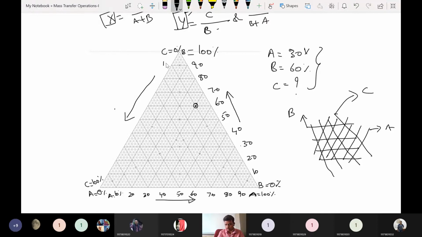So this is C is equal to 10%, 20%, 30, 40, 50, 60, 70, 80, 90, and then 100. So we can directly say that this is B, which is 60%, and this is A, which is 30%, and now the other composition is this one, C is equal to 10%. Now we located this question mark is equal to 10%.